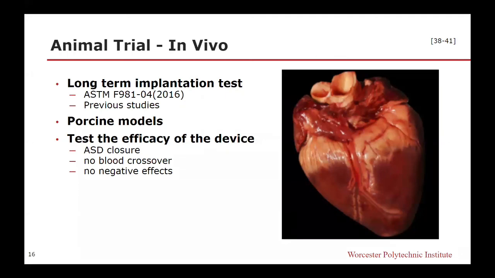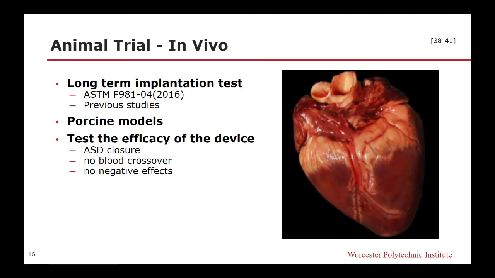The final test that will be performed is an in vivo animal trial. This study will be performed according to procedures set forth in ASTM F981-04, as well as previous studies. For these tests, we will be using porcine models and will be aiming to test the efficacy of the device. The device will be implanted as it would be in a human model and will remain implanted for 2 years.